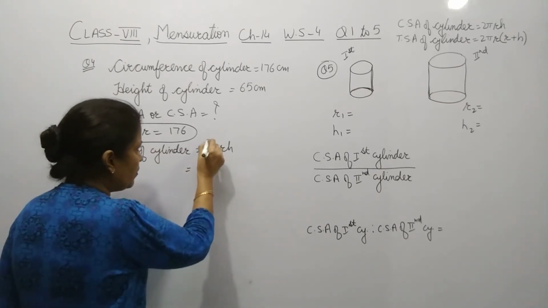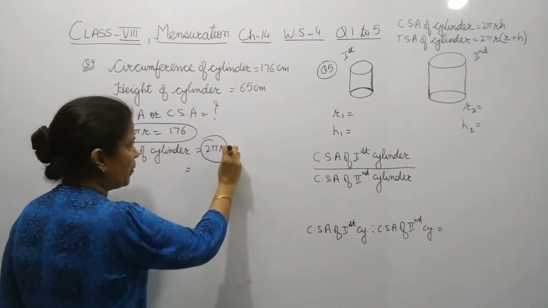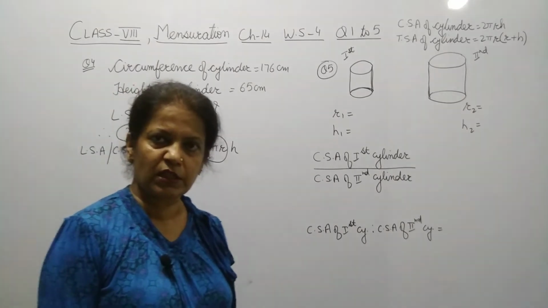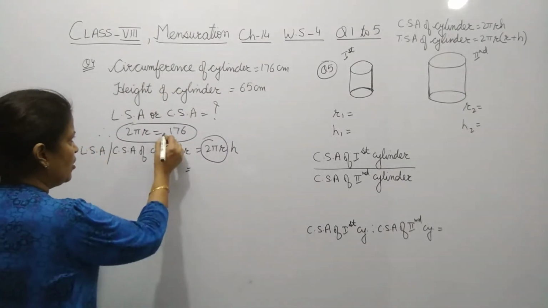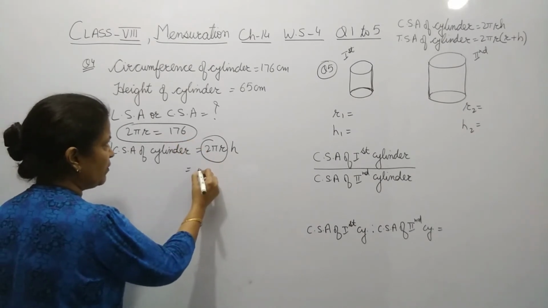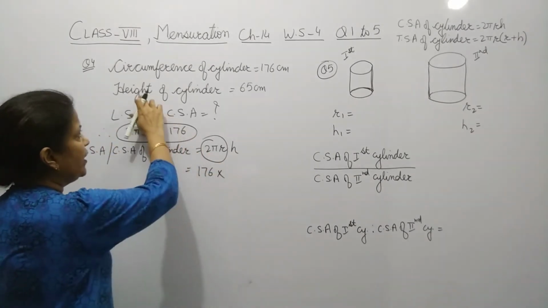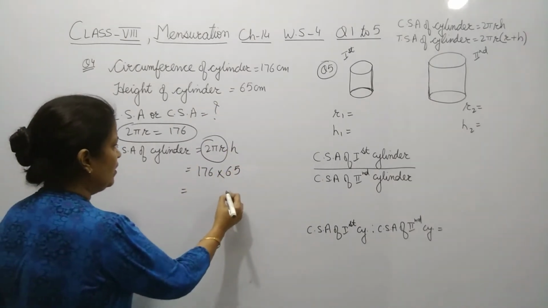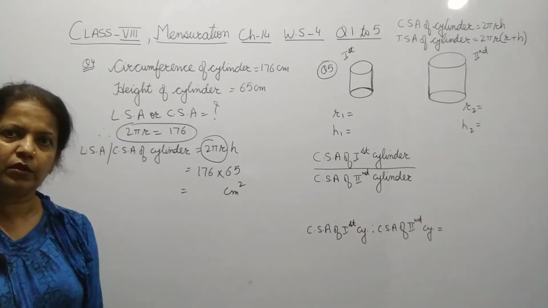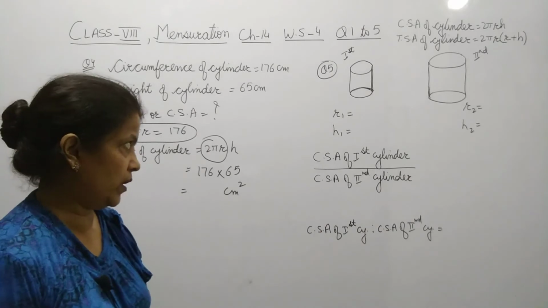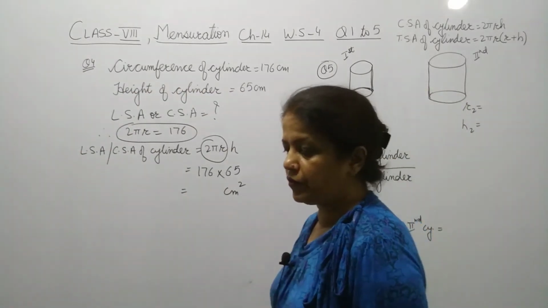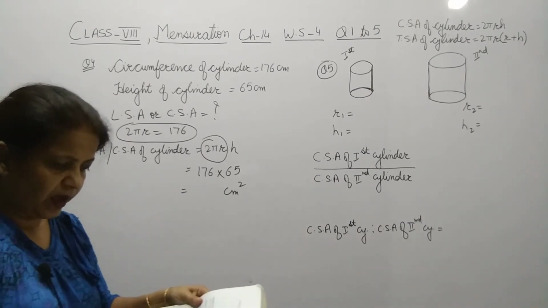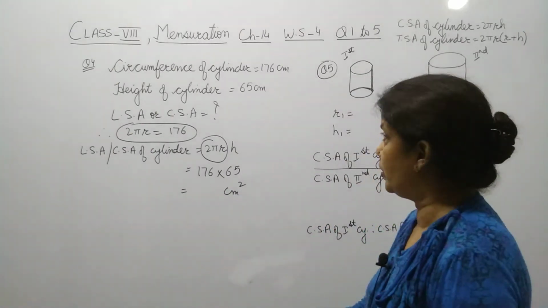So what will we do here? Instead of this 2 pi r, can we put its value as 176? Yes, we can. So instead of 2 pi r, we will substitute its value 176 into height. Height is given 65. Now we will multiply this, and the answer will come in centimeter square. Clear? Okay.